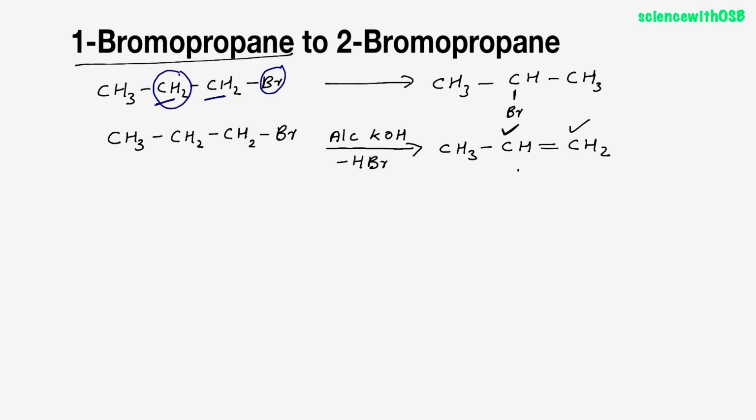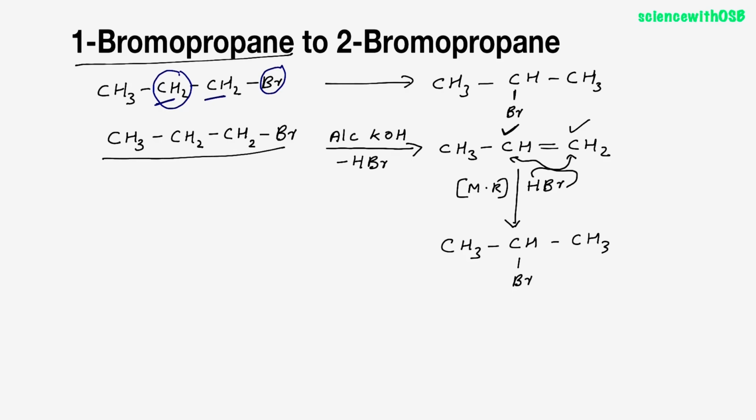For that purpose, you can simply add what? HBr, right? So that it will follow what? Markovnikov rule. What is Markovnikov rule? According to Markovnikov rule, hydrogen will move to the double bonded carbon which carries more number of hydrogen, and bromine will go to the carbon which carries lesser number of hydrogen. So what you will get? You will get CH3, CHBr, CH3. Correct, right?